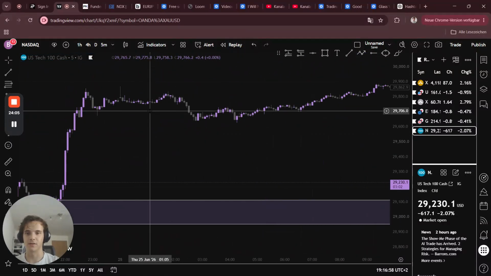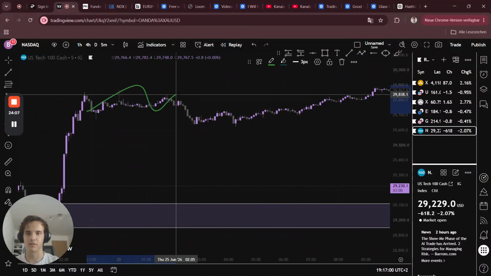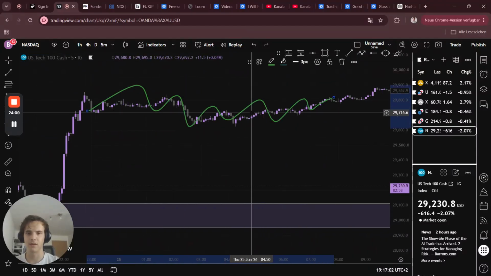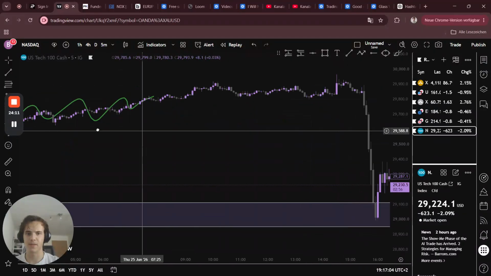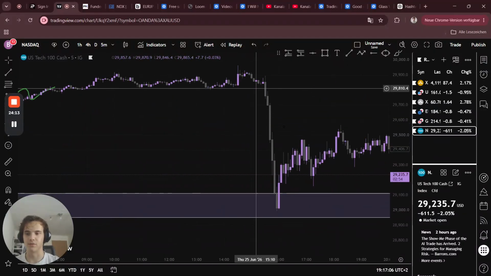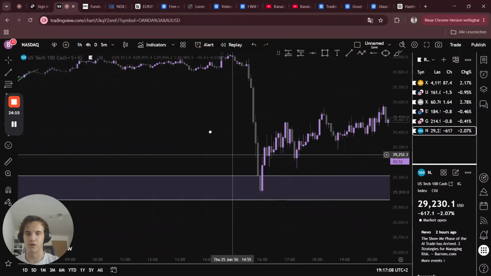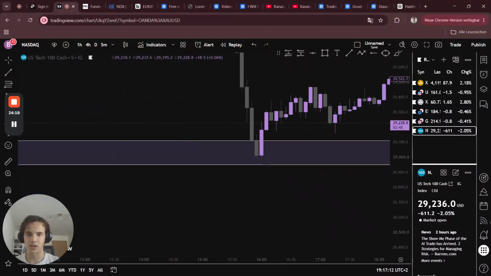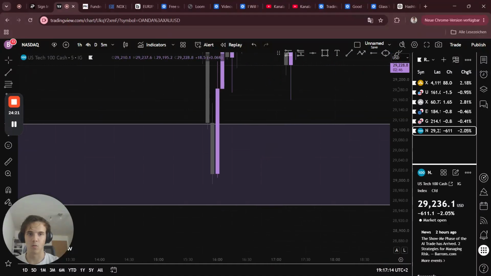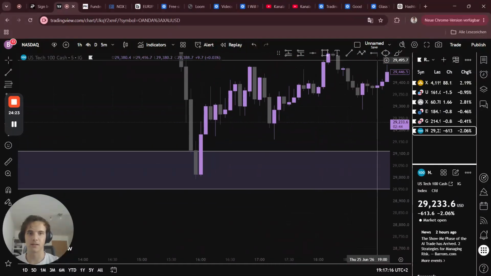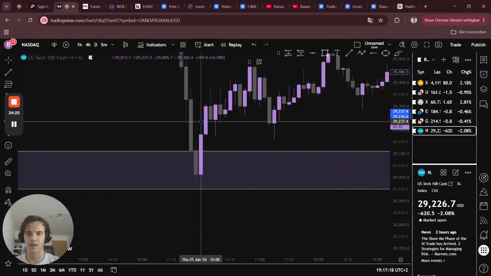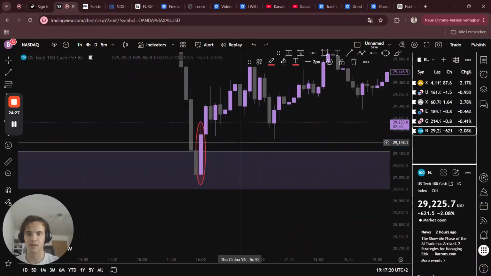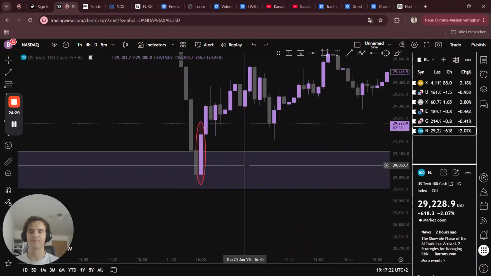Then price is going to consolidate right here. So it's going to move up, down, up, down, up, down, up, down in a sideways motion. Then it's going to push downwards, retest that area of demand. And what do we have here? Wow, look at that. That's what I explained earlier. This is the engulfing pattern.